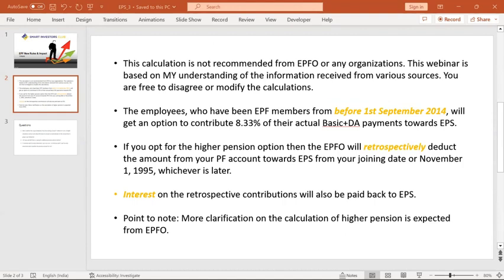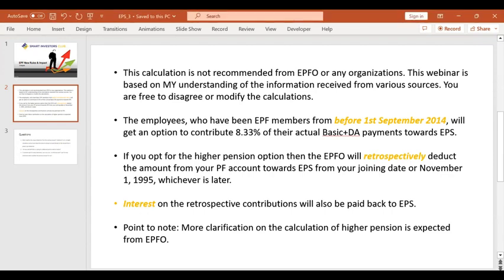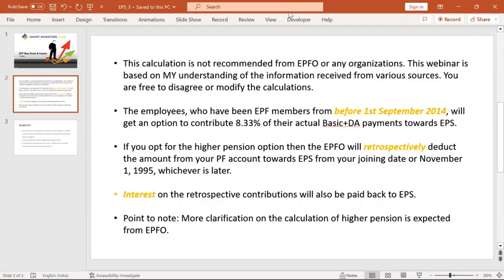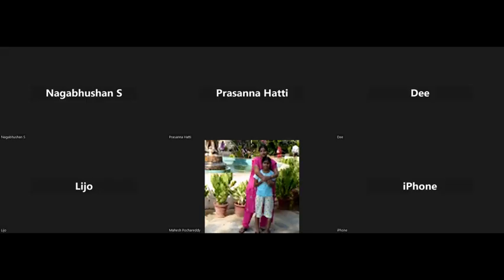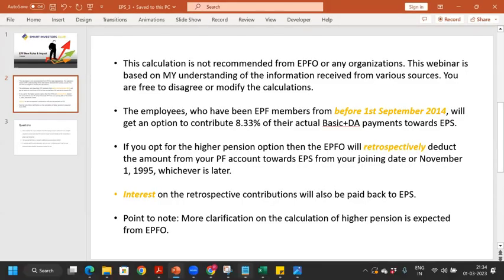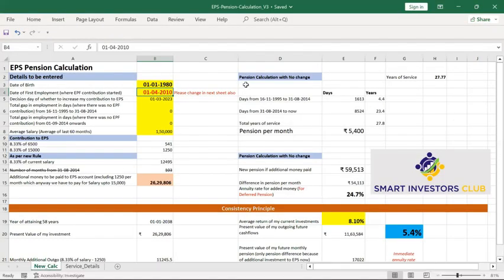Okay. So one is the date of birth. I'll enter my date of birth. And the second important thing is the date of my first employment. Sorry, Prasanna. We are still seeing the PPT. You're still seeing the PPT? Oh, sorry. I shared the screen. One sec. Are you still seeing the PPT or the Excel sheet now? Excel now. Okay, good.